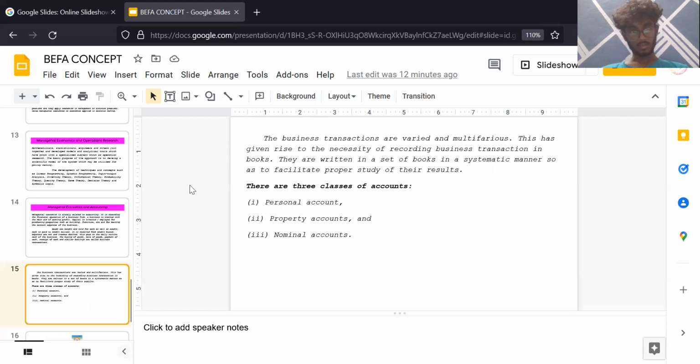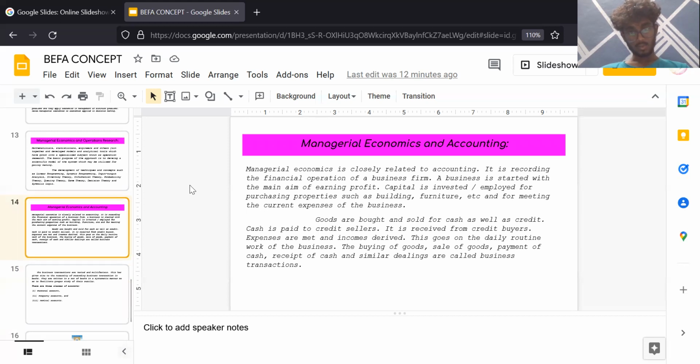Managerial economics and accounting. Managerial economics is closely related to accounting. It is recording the financial operations of a business firm. A business is started with the main aim of earning profit. Capital is invested or employed for purchasing properties such as buildings, furniture, etc., and for meeting the current expenses of the business. Goods are bought and sold for cash as well as credit. Cash is paid to credit sellers. It is received from credit buyers. Expenses are met and income derived. This goes on as daily routine.